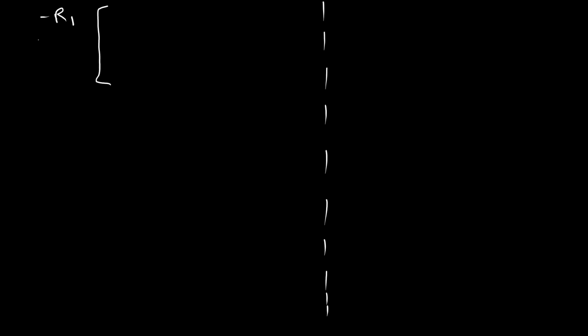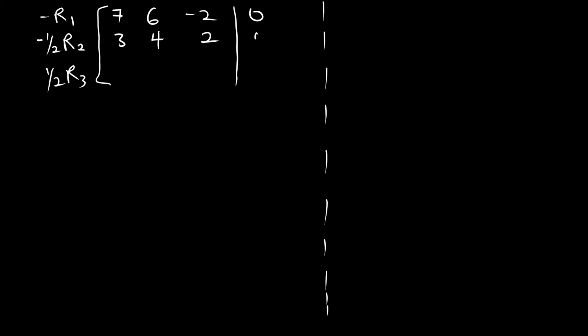Row 2, I'm going to multiply by -half. And row 3, I'm going to multiply by half. So if I multiply row 1 through by negative, it is going to be 7, 6, -2 equal to 0. Row 2 is going to give me 3, 4, 2, 0. And half of row 3 is 1, -2, -6 equal to 0.